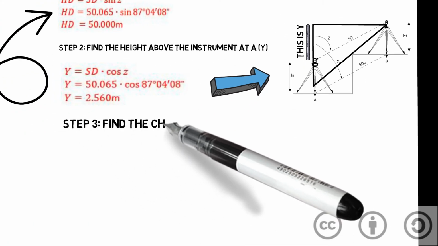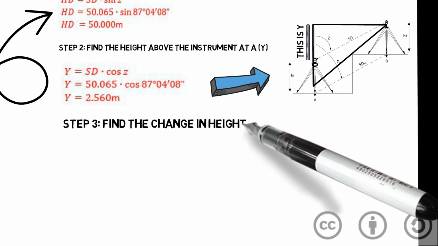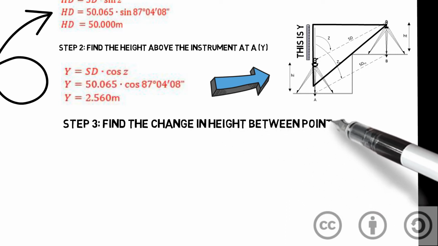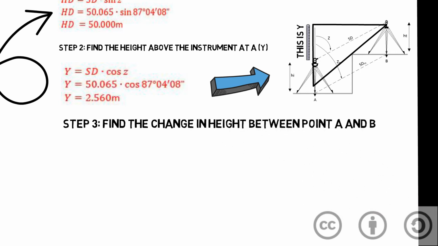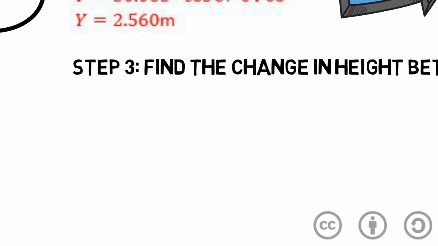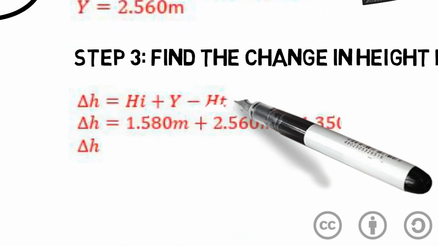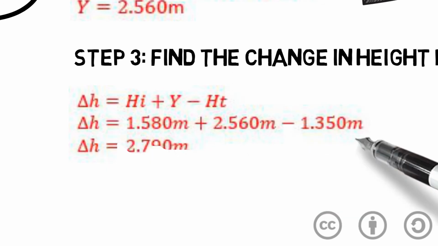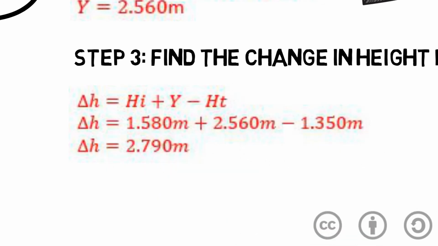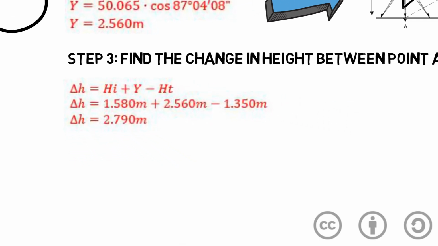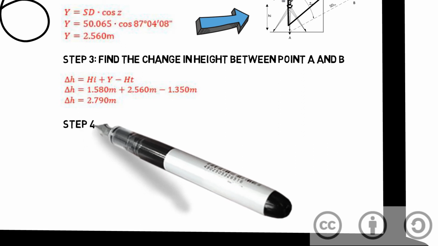So step 3 is to find the change in height between point A and B. To find this change in height, we use our height of our instrument plus the determined value of Y and subtract the height of the target. So this gives us a change in height between A and B of 2.79 meters. And this tells us that B is higher than A.